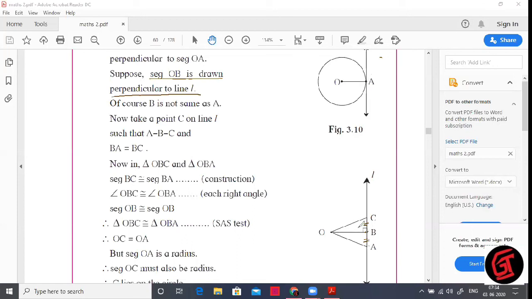Suppose OB is perpendicular. So we have two right angles, angle OBC and angle OBA. Both are right angles. OB is congruent to OB, common side. Therefore, both the triangles are congruent by SAS test. So if there is congruence, we have something that is not written here.